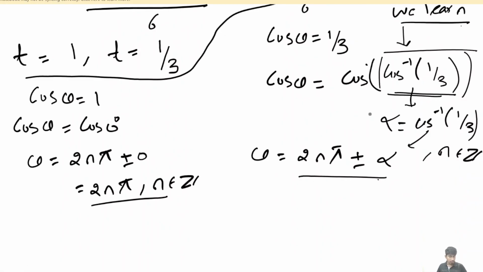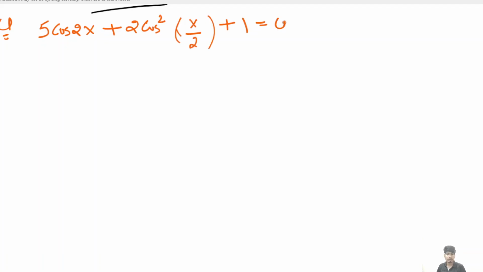Okay, students. Now we do another question. What is our next question? Next question is question 5: 5 cos 2x plus 2 cos square x by 2 plus 1 equal to 0. Okay, students, this is our question.